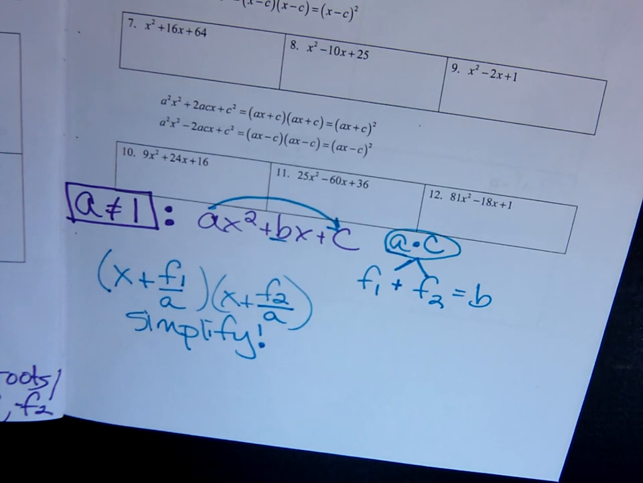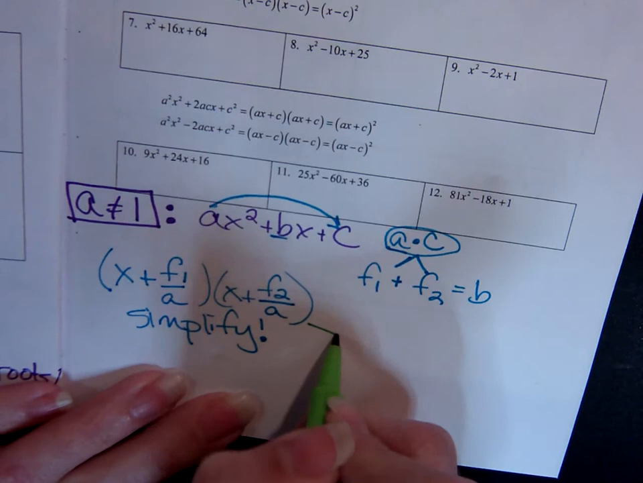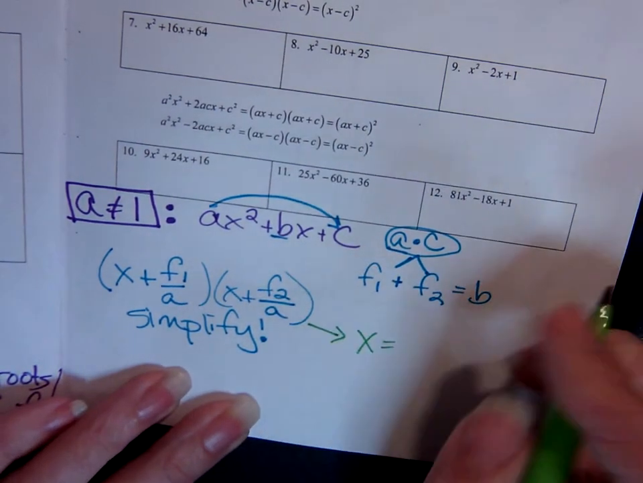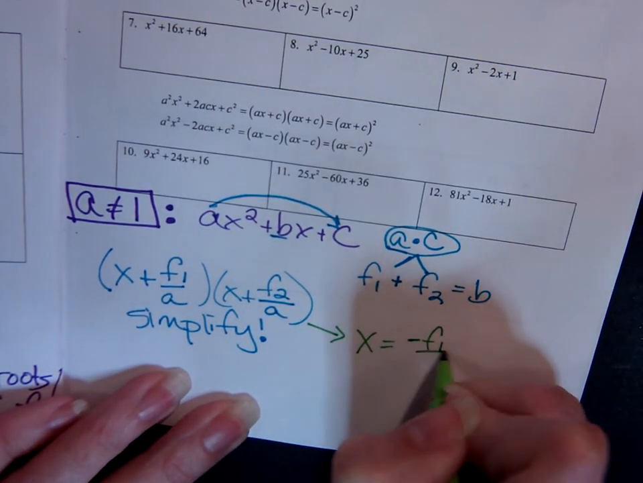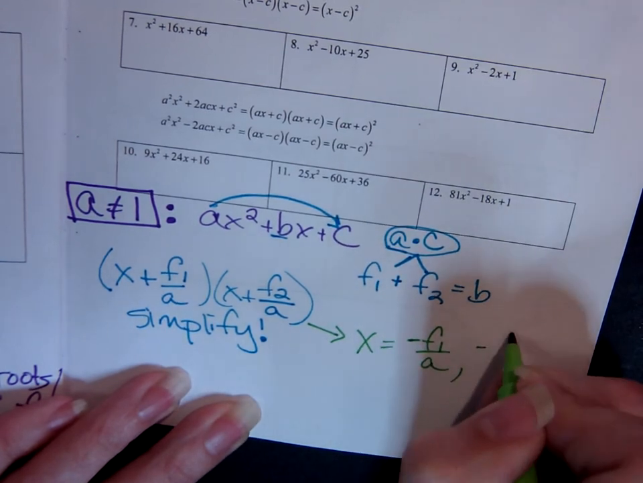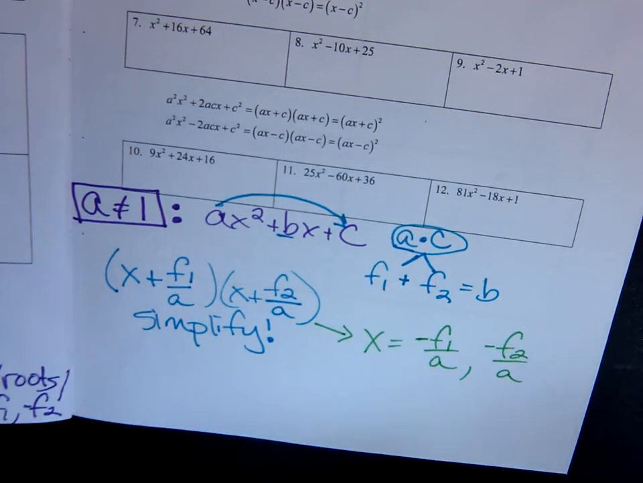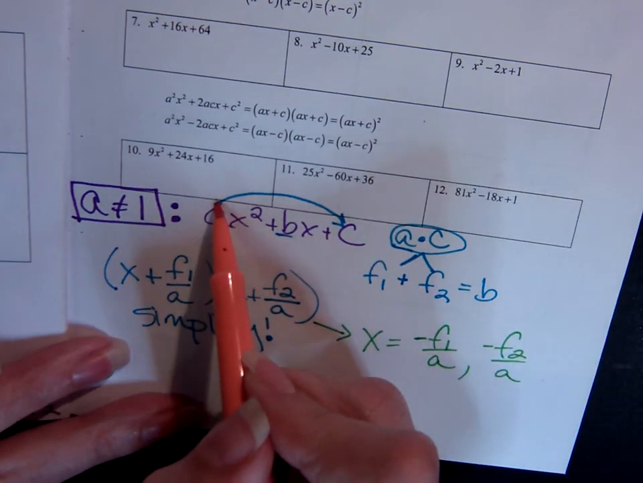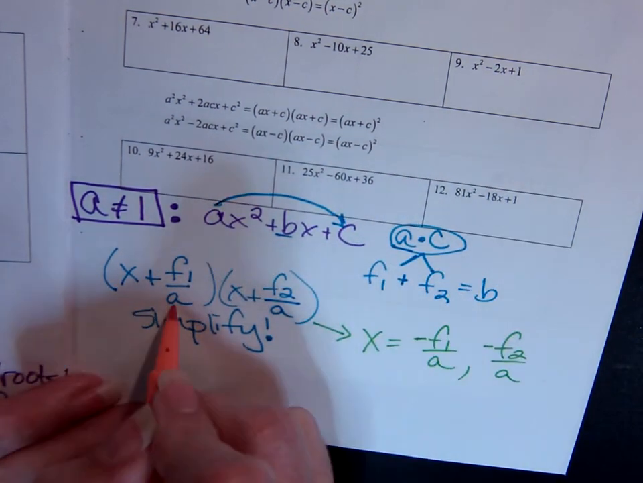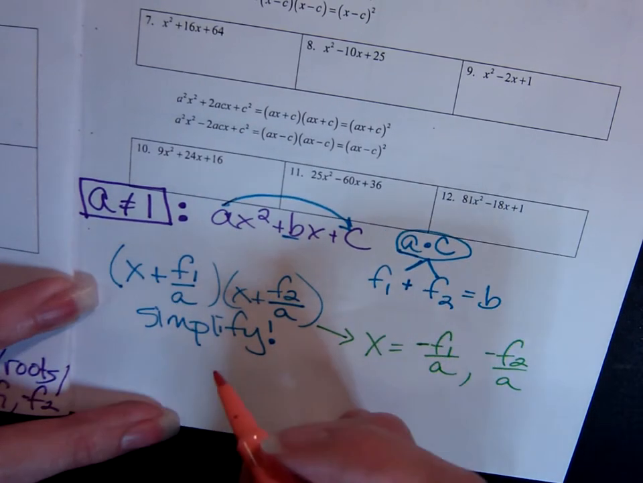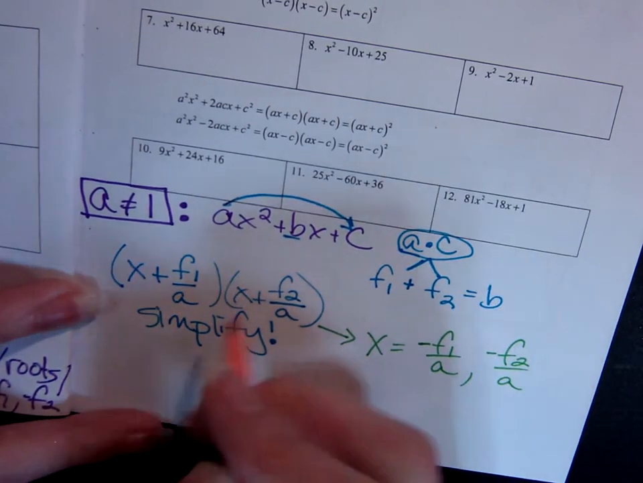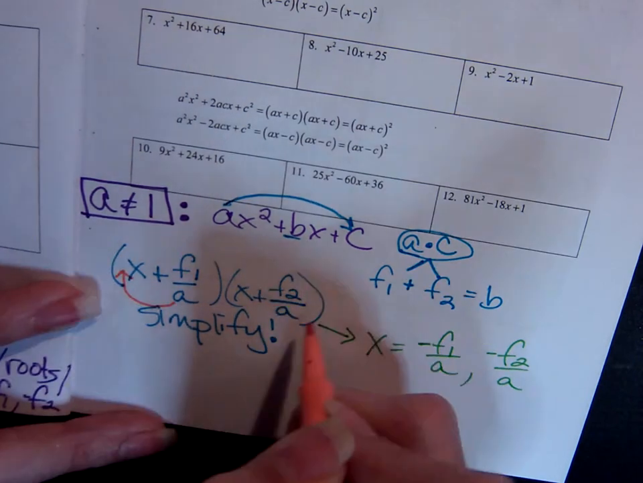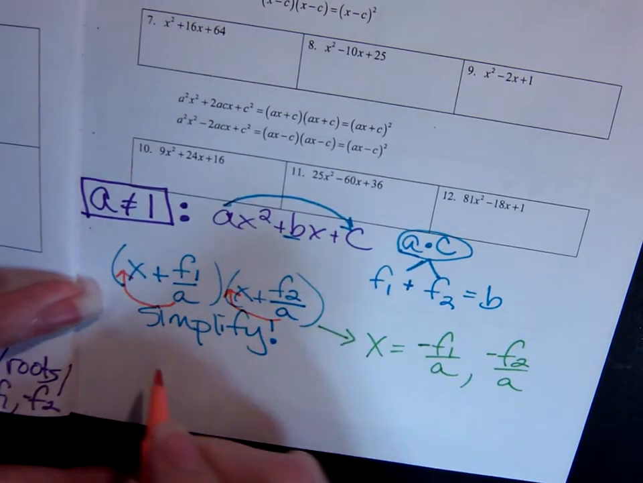factors. Okay? Now what's nice about this is if I'm looking for solutions or zeros, I can go straight to x equals the opposite of f1 over a and the opposite of f2 over a. But if I need factored form, okay, well, I dropped the a in with the c, and then I divided it back out to get my simplified factors. I'm just going to move that a back where it belongs.